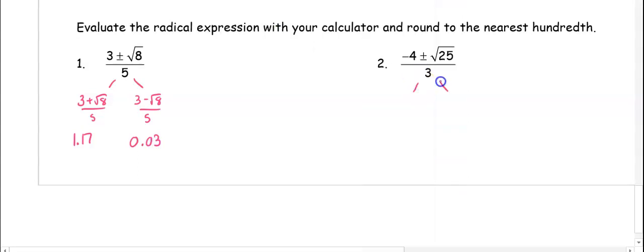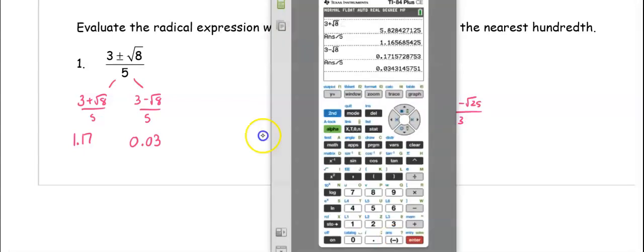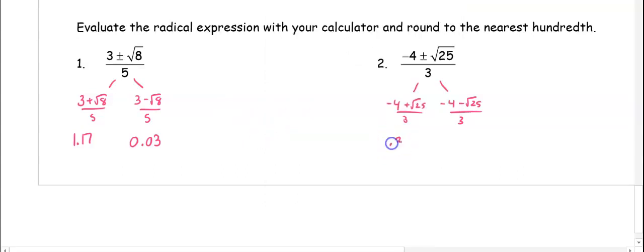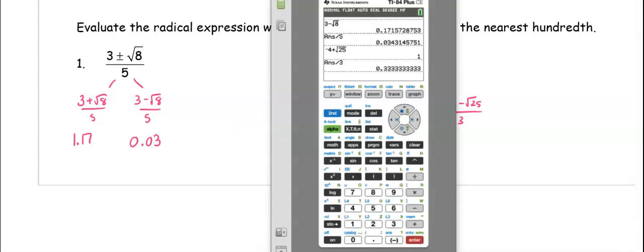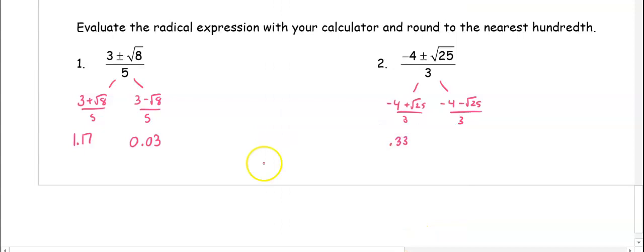So in number 2, we have negative 4 plus the square root of 25 divided by 3, and negative 4 minus the square root of 25 divided by 3. In our calculator, we're going to do this twice. First we're going to do our numerator, negative 4 plus the square root of 25, hit enter, divided by 3, gets us 0.33. And then we have negative 4 minus the square root of 25, divided by 3, and we get negative 3.